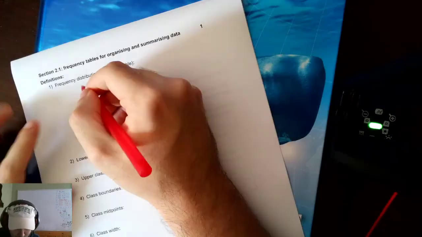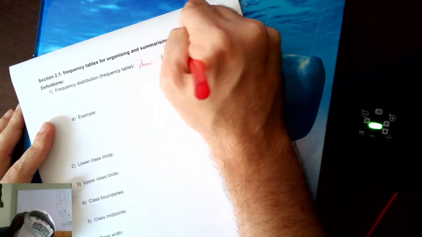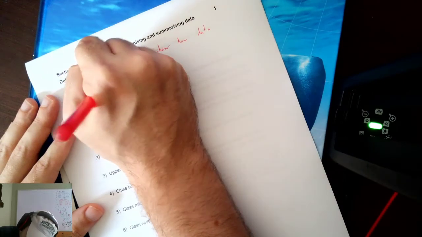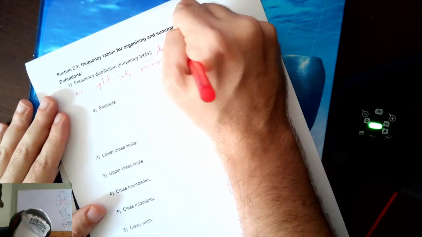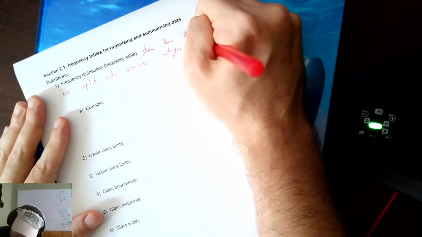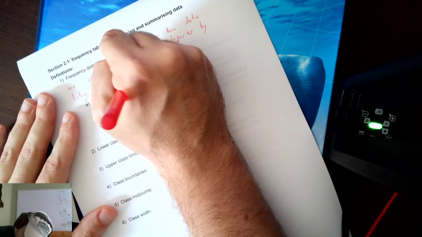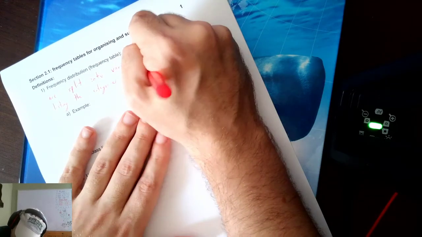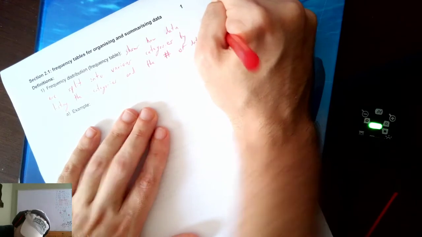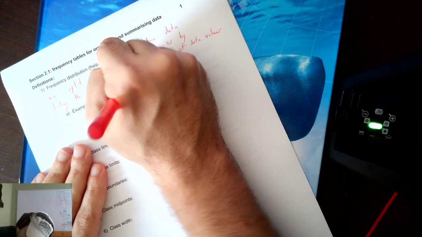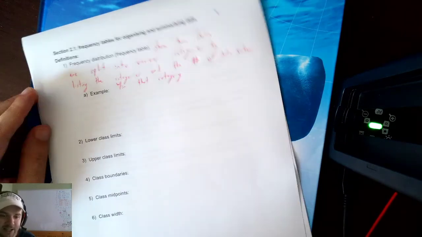So first, let's define what a frequency distribution is. This shows how data are split into various categories by listing the categories and the number of data values within that category. So it's a table that splits data into different categories.